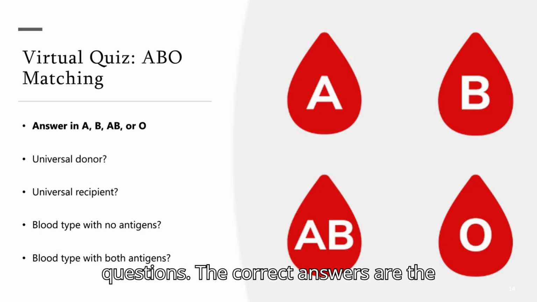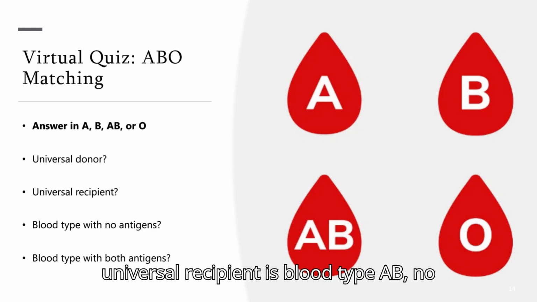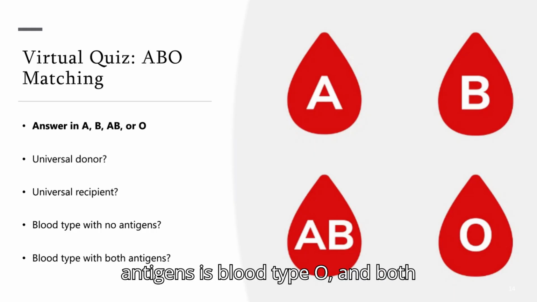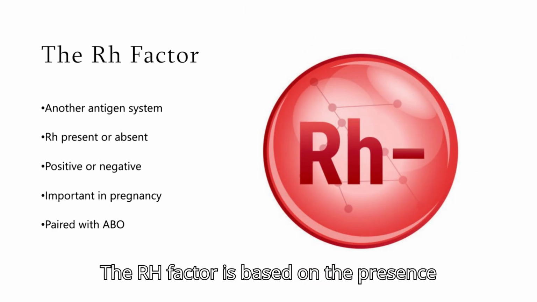The correct answers are: the universal donor is blood type O, the universal recipient is blood type AB, no antigens is blood type O, and both antigens is blood type AB. Continue when ready. The Rh factor is based on the presence of the Rh antigen.